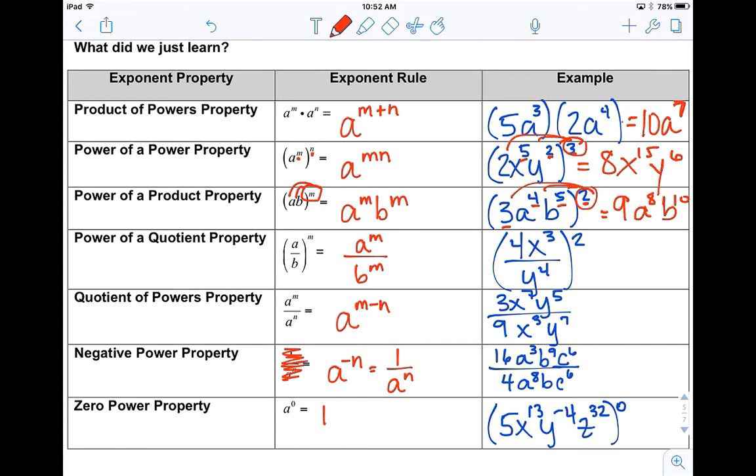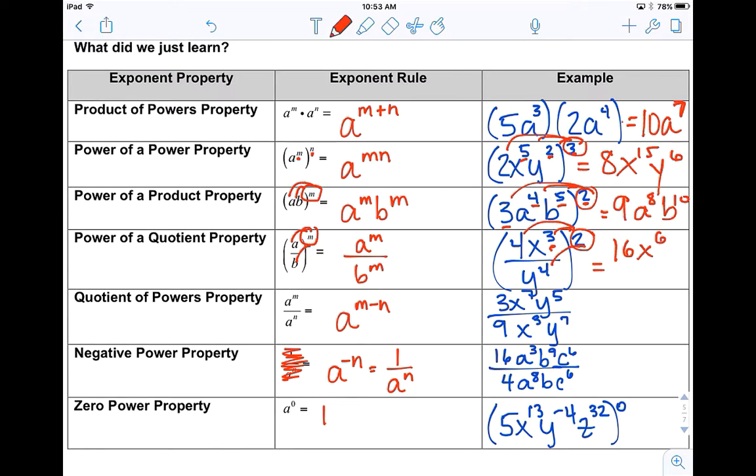For our fourth rule here, power of a quotient property, again, same thing applies, but this time we have a fraction inside parentheses. So we're still distributing everything, but now we're just going to distribute it to a fraction. So we'll get a to the m power over b to the m power. So with our example, we have 4x to the third power divided by y to the fourth power. That entire thing is being squared. So we'll distribute that 2 to everything inside. So 4 squared means 4 times 4, which gives us 16. And then we'll multiply our exponents. So 3 times 2 gives us x to the 6th.